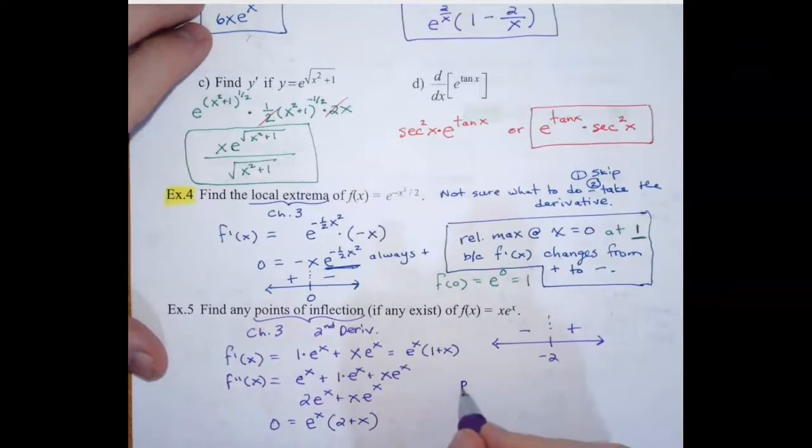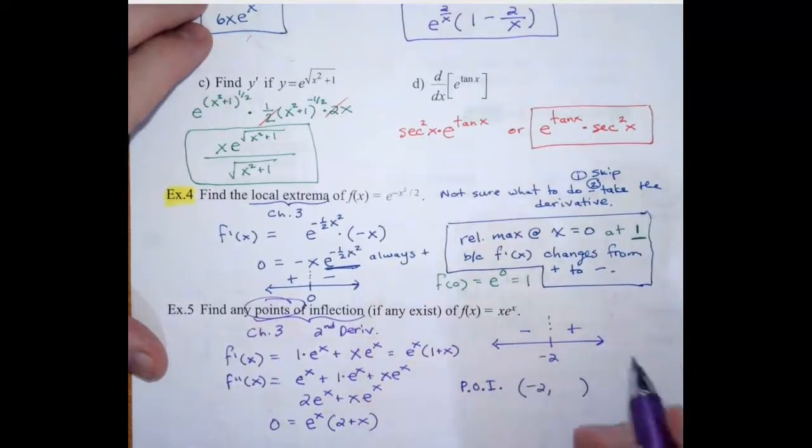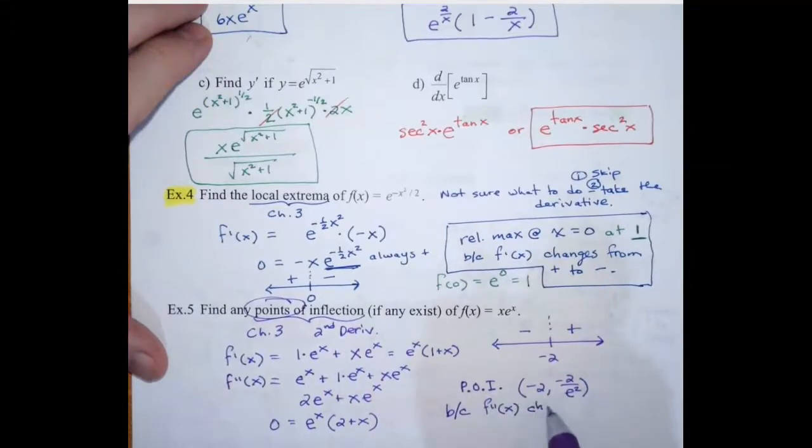Okay. So we have a possible point of inflection, and it says find the points, or point of inflection. So that's going to be negative 2, and if we plug negative 2 in there, it's going to be negative 2 times e to the negative 2. So that's going to be negative 2 over e squared. Okay, because f double prime of x changes signs, and we don't want to say from negative to positive, we just want to say that it changes signs. It doesn't have to change from negative to positive, it just has to change. And so we want to be careful about how we say that.